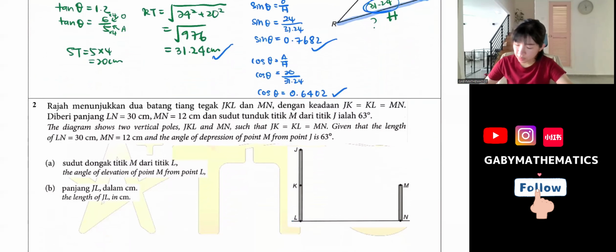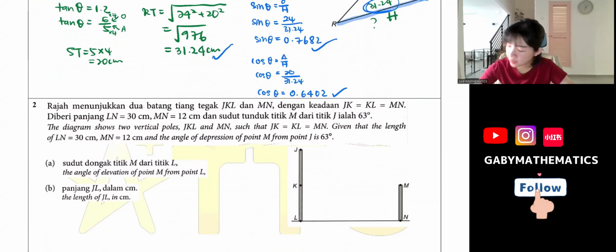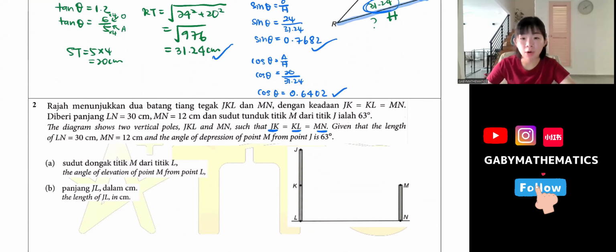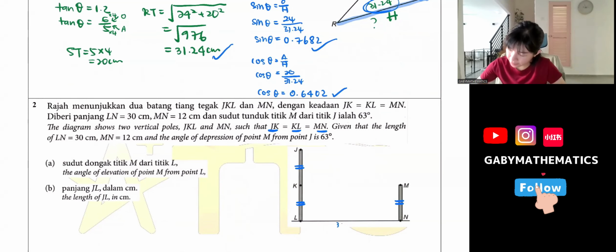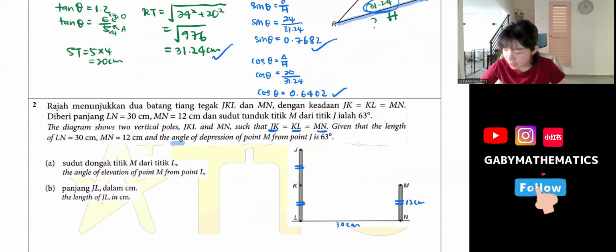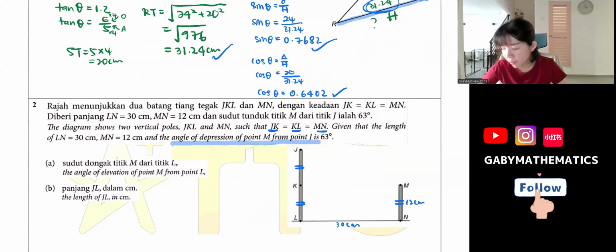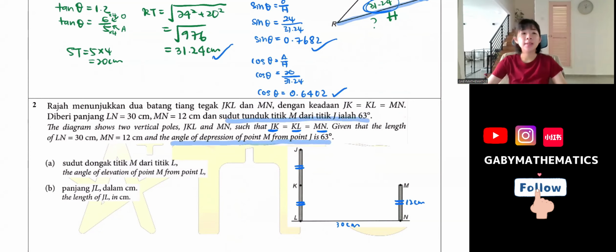Number 2. The diagram shows 2 vertical poles, JK and LN, such that JK, KL, and MN are all equal length. So given that the length of LN is 30 cm, label 30 cm. They say MN is 12 cm. Okay, 12 cm. Now here, the angle of depression of point M from point J is 63.